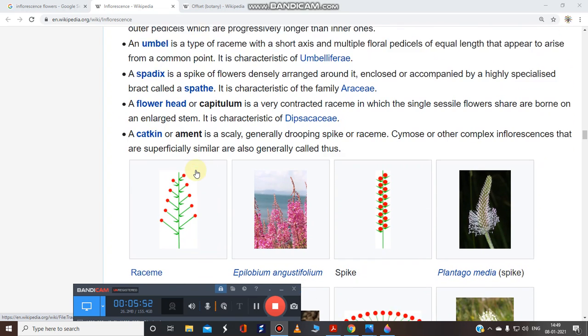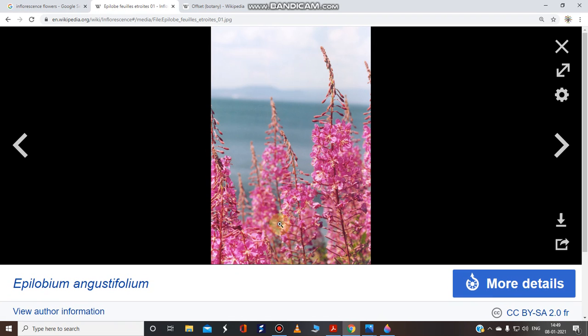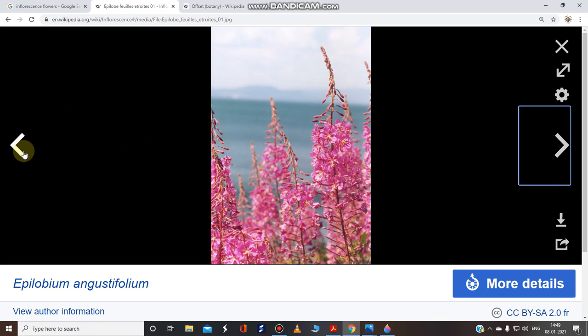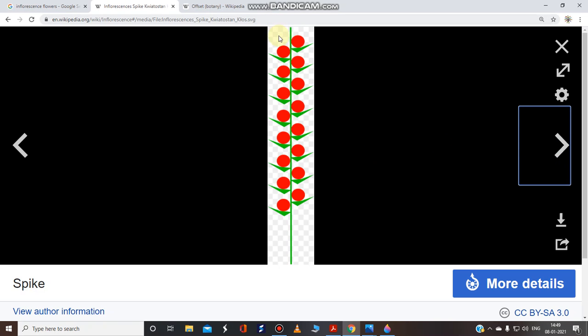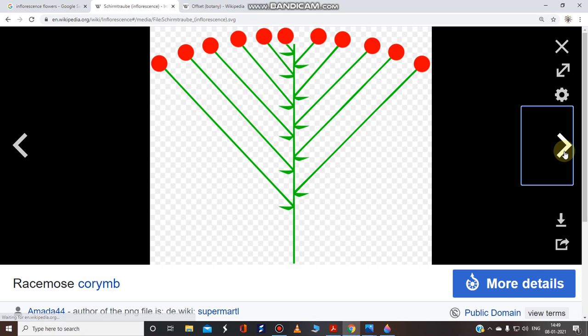I will give you an example also, just like this way. This is the plant in which flowers are arranged in this way. So this is the raceme type of inflorescence. Sometimes you will observe the arrangement of the flowers on the stem in this way. This is known as the spike type.